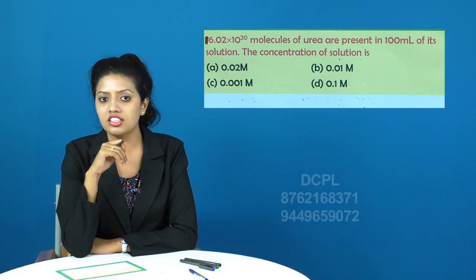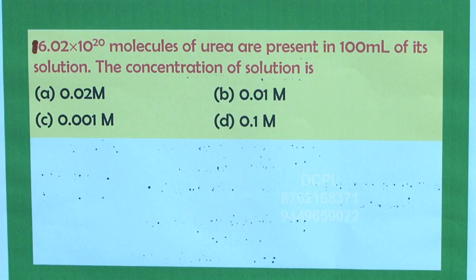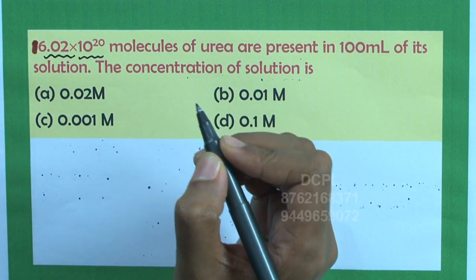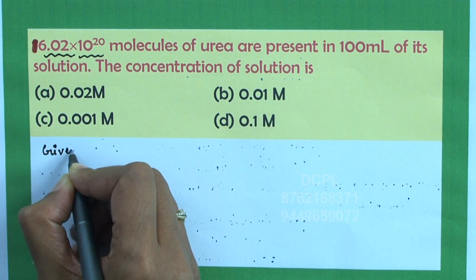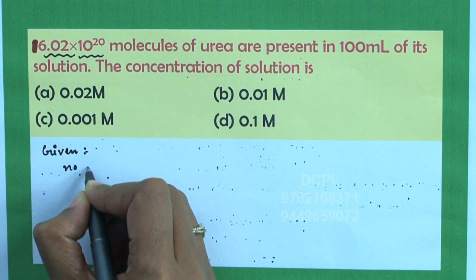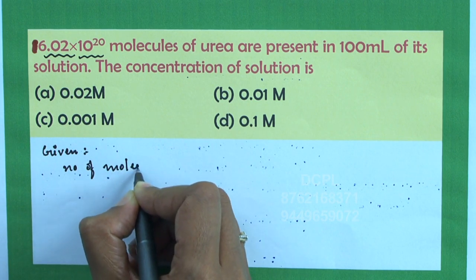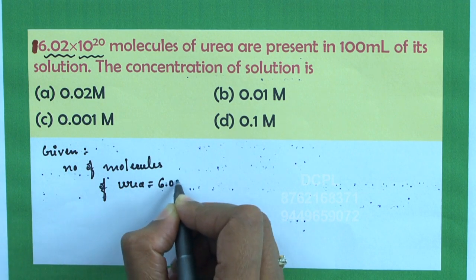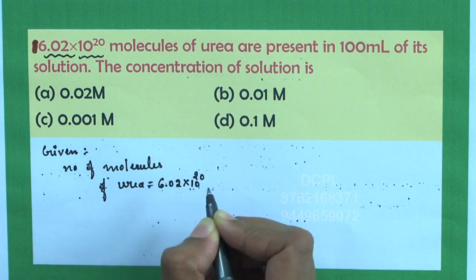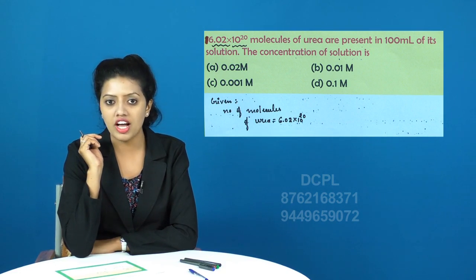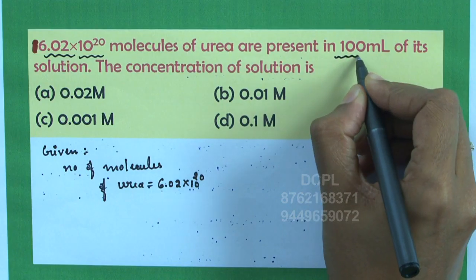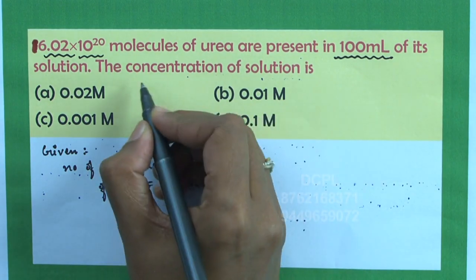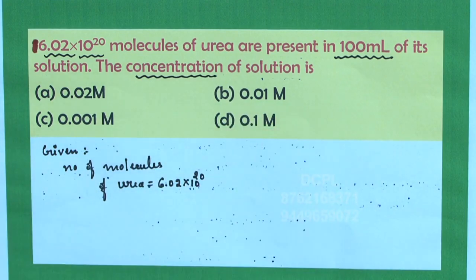Now, let us consider the given information from the question. Here we have 6.02 into 10 to the power 20 molecules of urea. So, given the number of molecules of urea as 6.02 into 10 to the power 20. Apart from this, we also have the volume of the solution, which is 100 ml. Then, the unknown parameter here is the concentration of the solution.